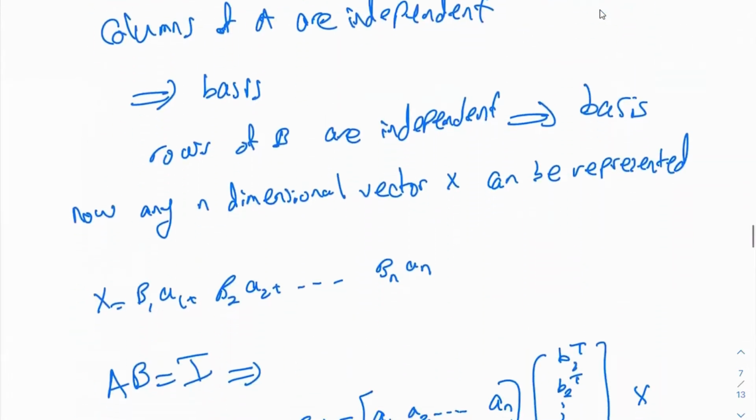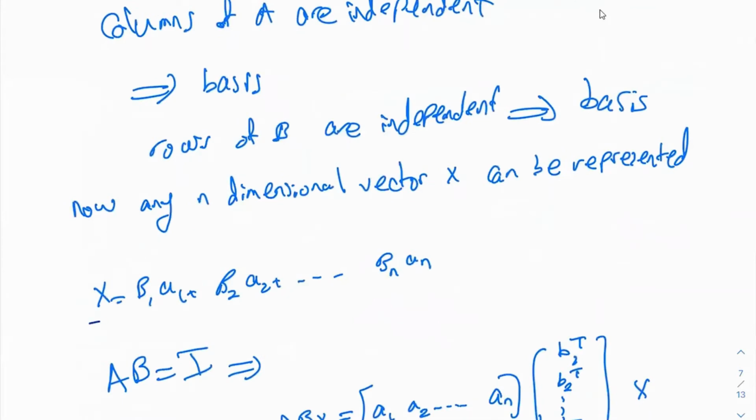Okay, very good. So let's say this vector x I want to represent as a linear combination of A1, A2, these are columns of A. And beta 1, beta 2 are scalars. Now we can use this concept of dual basis to estimate these scalars, beta 1, beta 2, all the way to beta n. How do we do that?